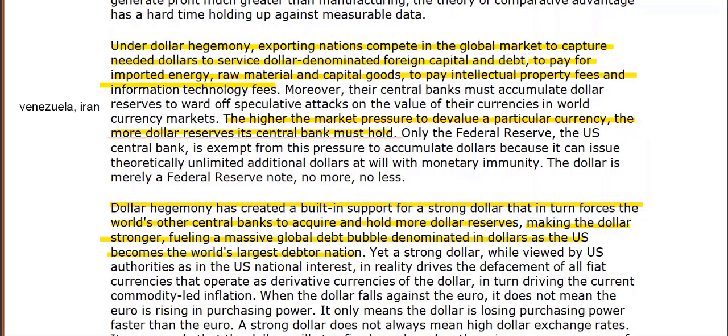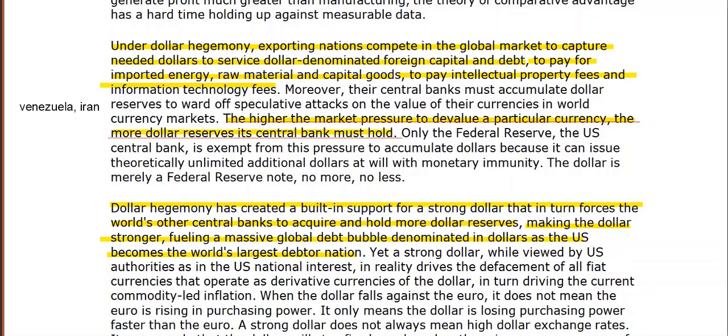Under dollar hegemony, exporting nations compete in the global market to capture needed dollars to service dollar-denominated foreign and capital debt. The British did the same thing. To pay for imported energy, raw material, capital goods, to pay intellectual property fees and information technology fees. Moreover, their central banks must accumulate dollar reserves to ward off speculative attacks on the value of their currencies in the world markets. Venezuela and Iran have that problem, and also the Asian currency crisis, when the West actually attacked the Asian currencies to get at China.